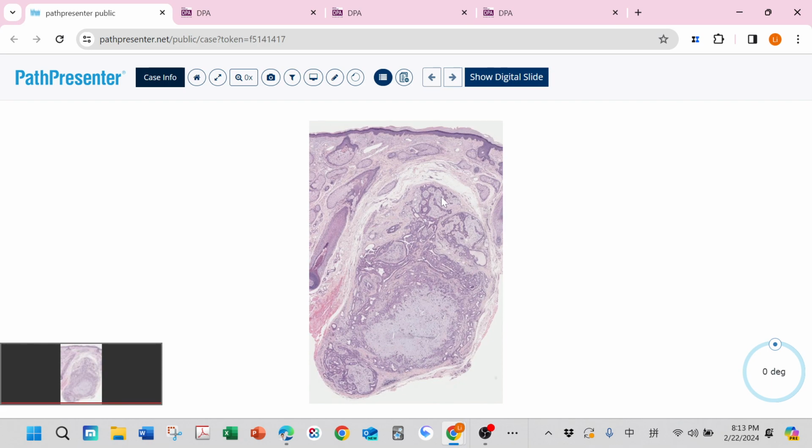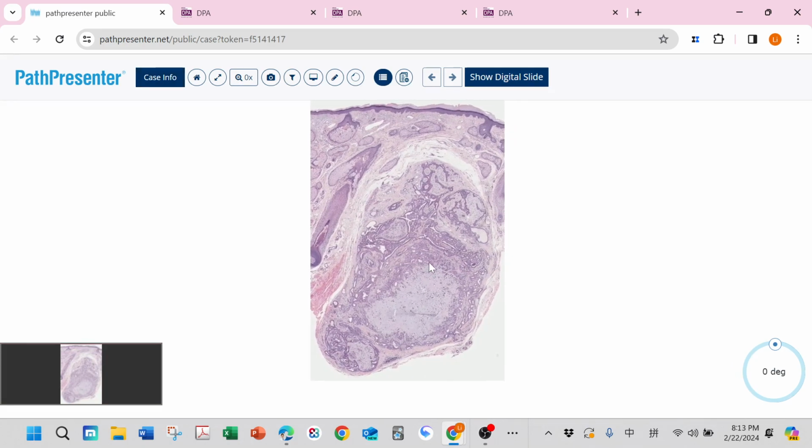In low power, we can see this one is a well demarcated nodule in the dermis. And even in low power, we can know that the stroma is hyalinized, just like cartilage. So another name for this one is also chondroid syringoma. Whenever we use syringoma, that means we need to see sweat duct differentiation. That is what it is for this lesion.